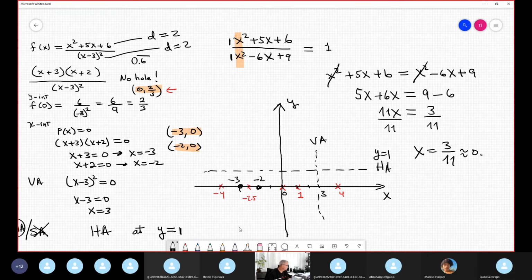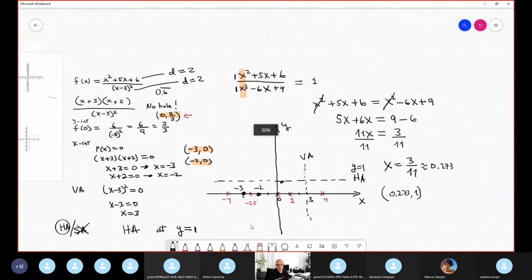0.273. Yes, that point. And the point is 0.273, 1, because the y value is 1. I plot that. I don't know exactly here. Okay, now I go to decimals in this moment.